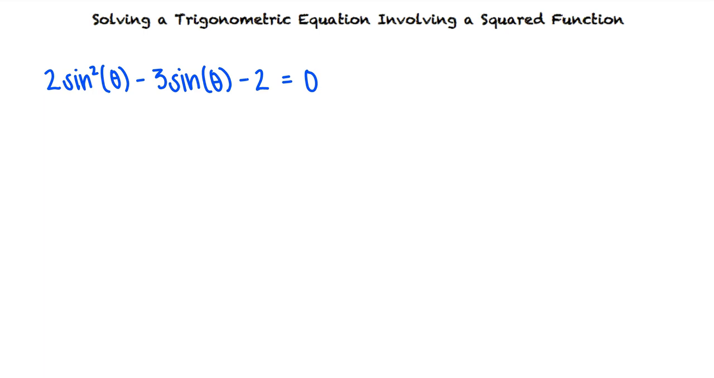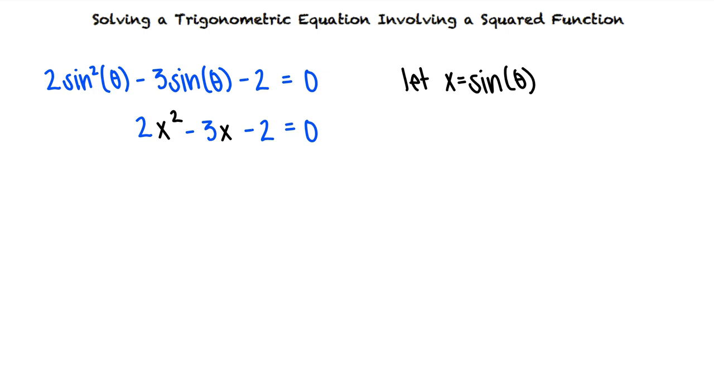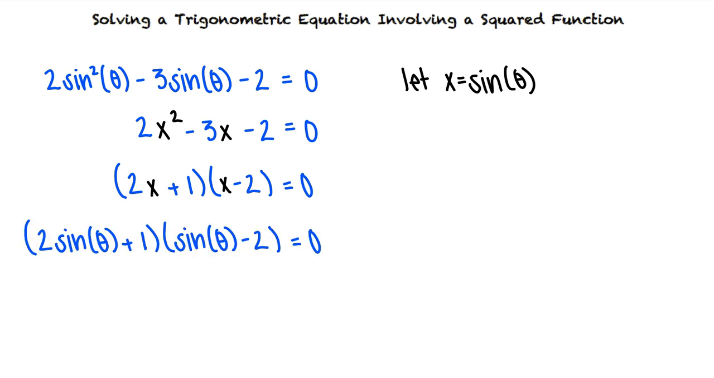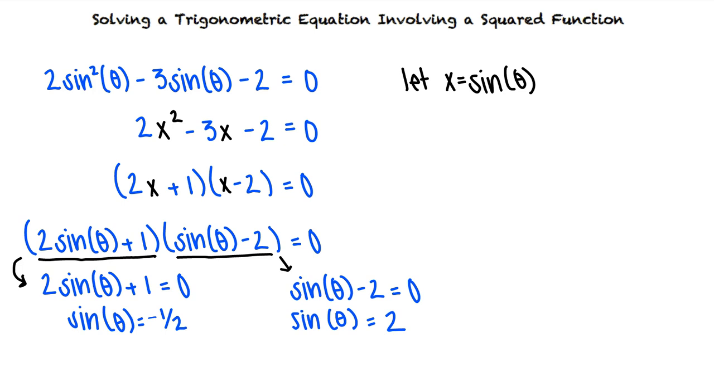We definitely need to factor the equation in order to solve. If it looks too confusing, we can say that x equals sine theta and rewrite our equation. We can factor the quadratic, which results in the quantity 2x plus 1 times the quantity x minus 2 equals 0. Now we can replace the x's with sine theta, and we know that if the equation has a solution, at least one of the factors must equal 0.